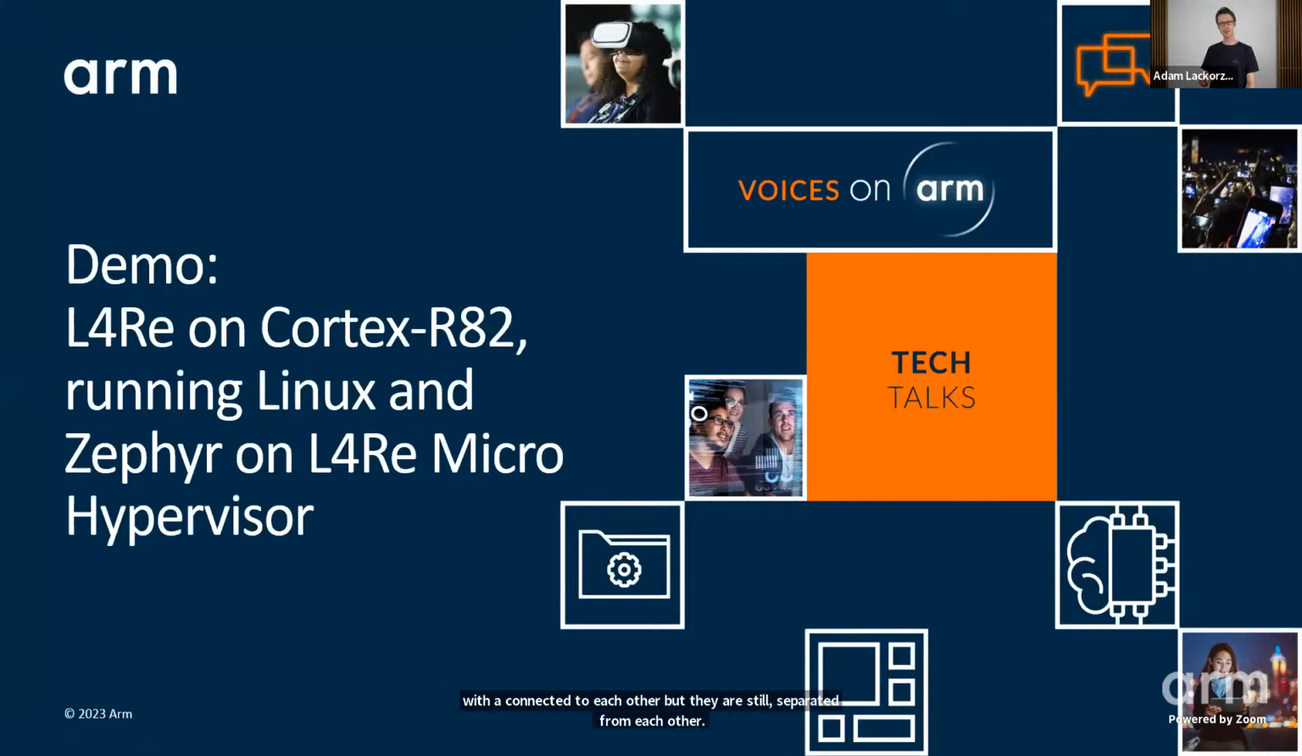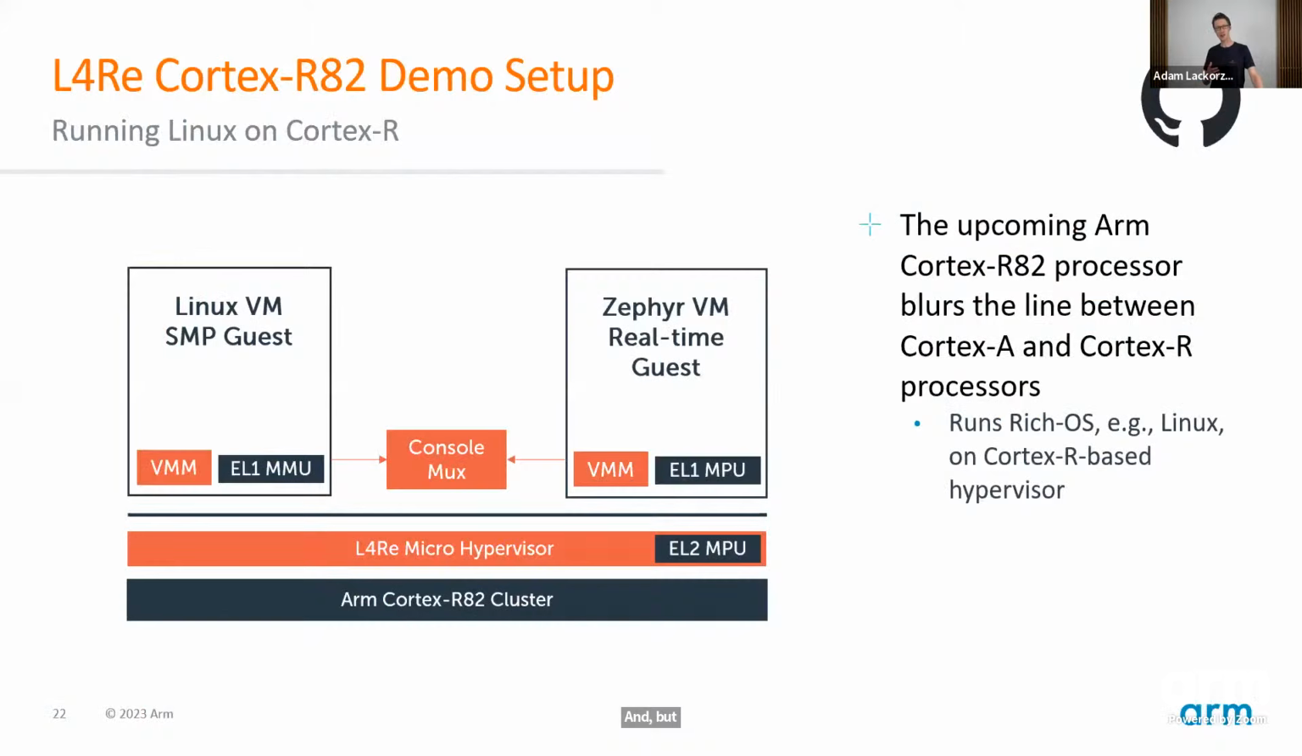But the Cortex-R82 is now taking this to the next level, because it is more or less a unification of both these different kinds of systems on the same processor. With the Cortex-R82, Arm has created an architecture and an implementation where you can have a real-time hypervisor with real-time guests, but also can run standard Cortex-A line operating systems such as Linux. And this is what I will show you in a minute.